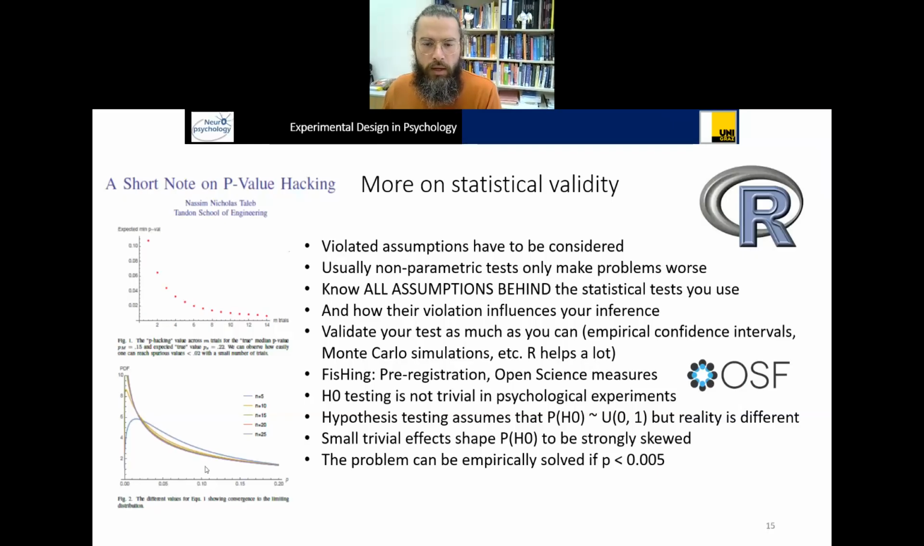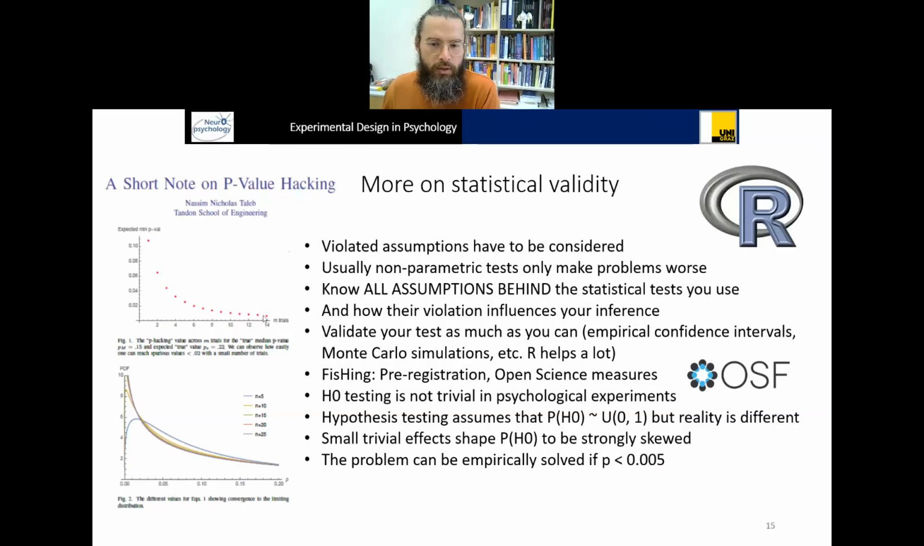And this is exactly the problem. So the only situation in which, under the validity of the null hypothesis, you get a uniform distribution of p-values is when you have absolutely no difference between the groups you are comparing. But it never happens in psychological research.